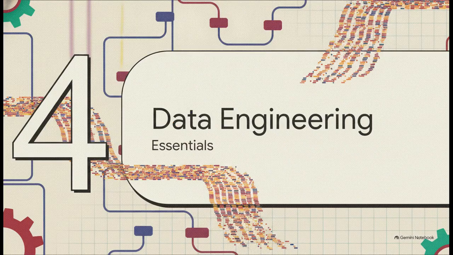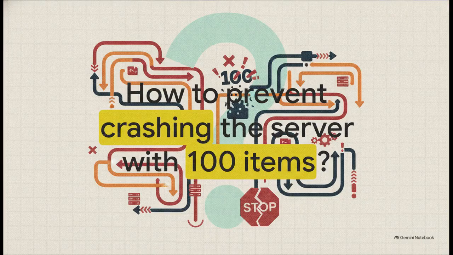Section 4. Data Engineering Essentials. To make sure our workflows are actually robust enough to handle high volumes of real-world data without just breaking down, we have to talk about pace. If you try to feed a massive list of fetched web posts into OpenAI all at the exact same time, you are going to immediately hit API rate limits and completely break the workflow.